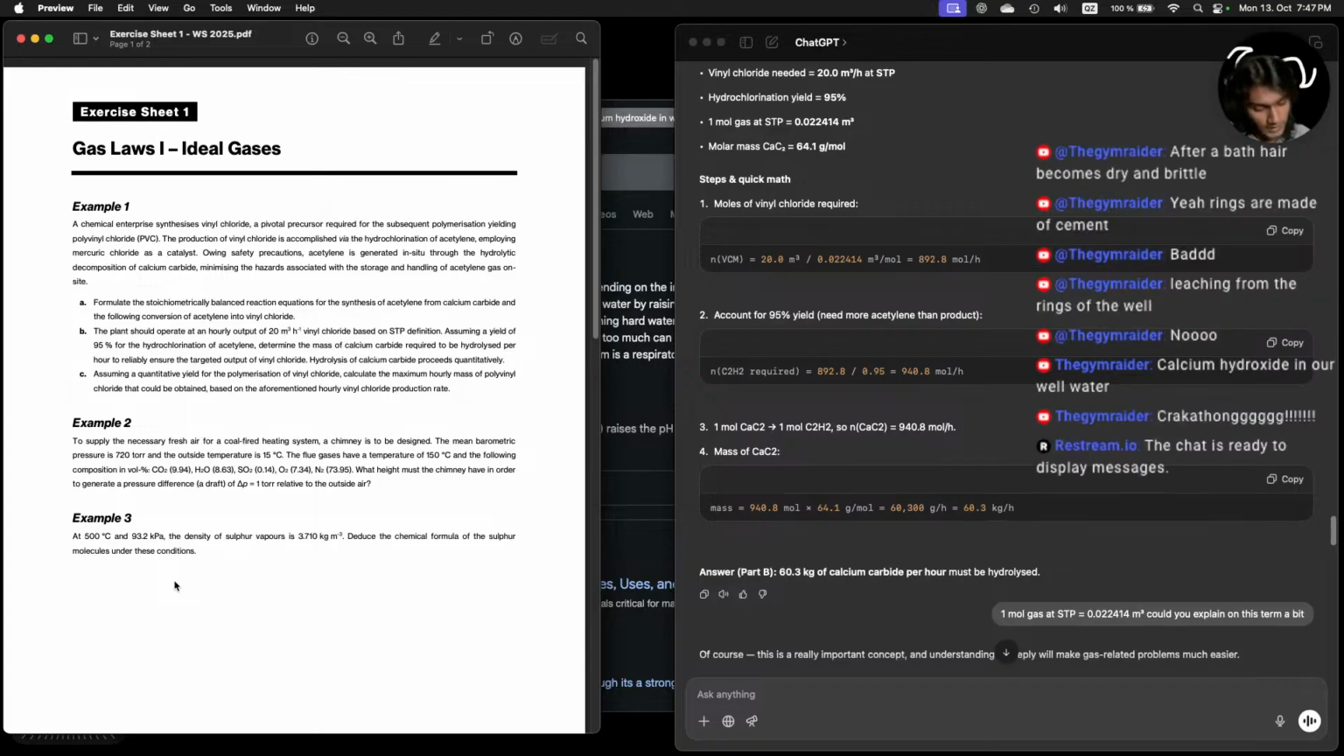Yeah, that's the answer: 60 kilograms of calcium carbide per hour. Now, 15 minutes. I did this in 15 minutes. That's good.